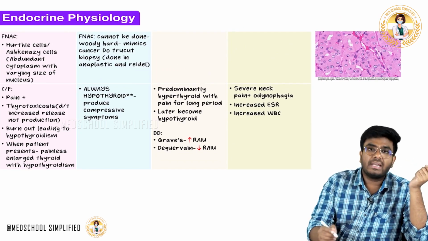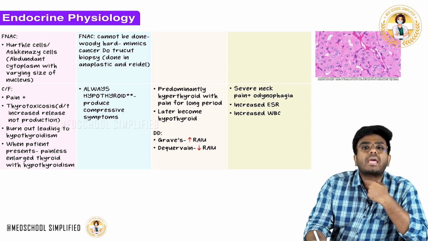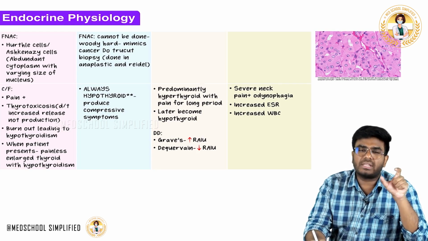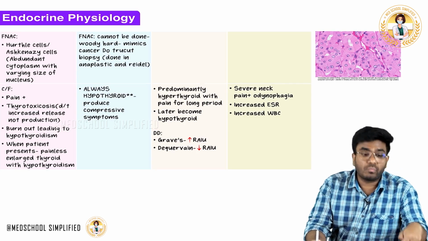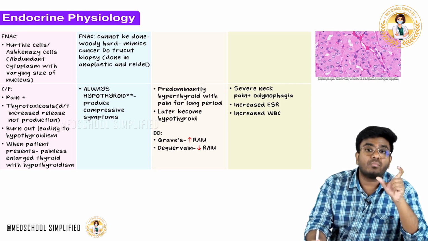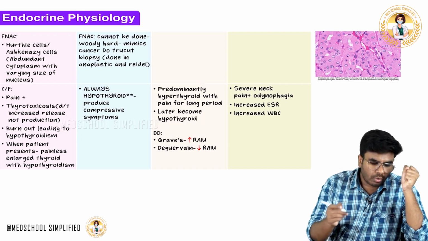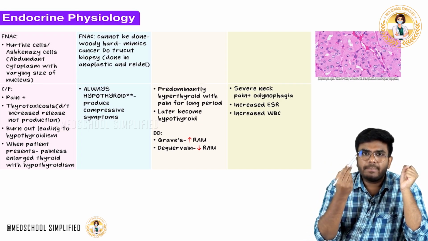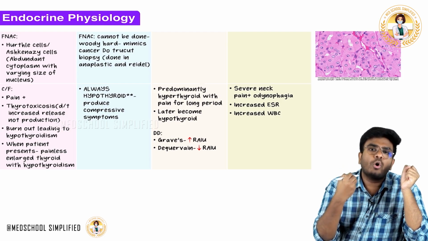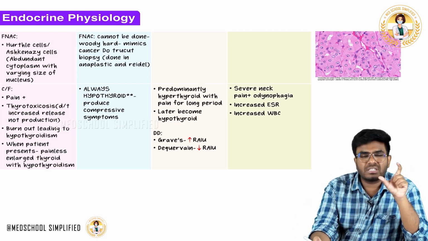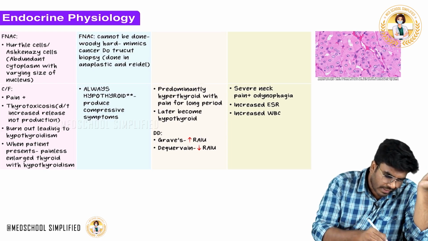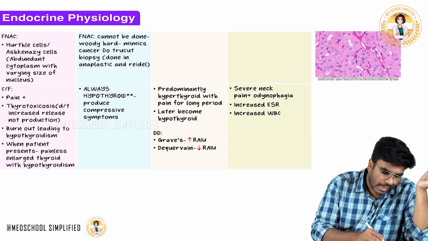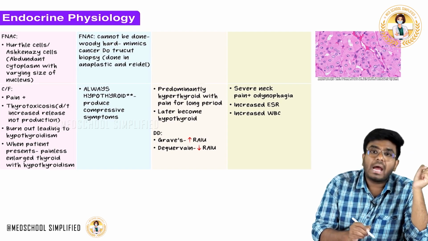Whenever you try to do fine needle aspiration cytology, the thyroid gland is so fibrotic that it looks like wood. It's woody hard. So are you able to perform fine needle aspiration cytology? By taking a needle, are you going to put a hole into the thyroid gland? No, it's not possible because it's such a hard thyroid. So fine needle aspiration cytology cannot be done. The thyroid gland is woody hard and it mimics a cancer.